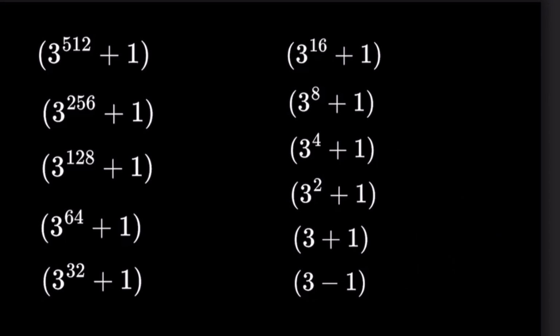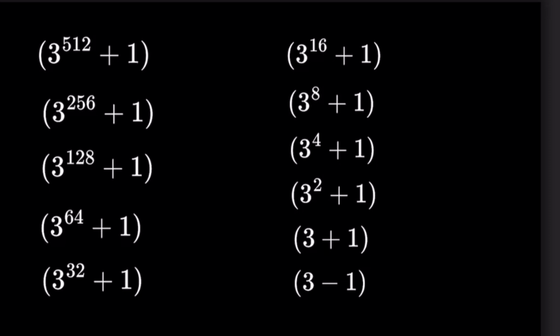Now, we want to know what is the largest power of 2 that divides the given. So we want to take a look at the factors of 2 in each of these factors. It's pretty obvious that all of them are even, because each is a power of 3, which is odd, plus or minus 1. So all of them are even, and all of them have at least one factor of 2. So let's take a look at the next factor.